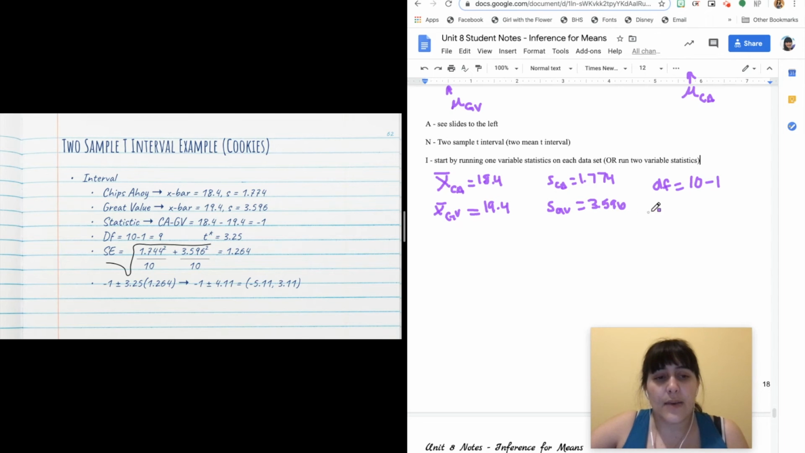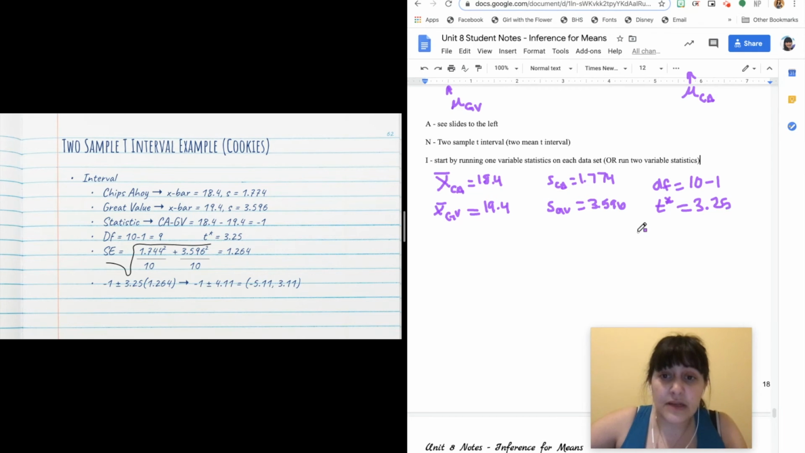And then remember, I'm going to look in my T table for that T star value. I don't have that pulled up right now, but as a reminder, you read on the left side for your degrees of freedom and then go over to the bottom and look for your confidence level. My confidence level for this one is 99%. So you would look for the 99% at the bottom corner, and then see where those meet to get your T star value. I did that ahead of time and got T star is equal to 3.25.